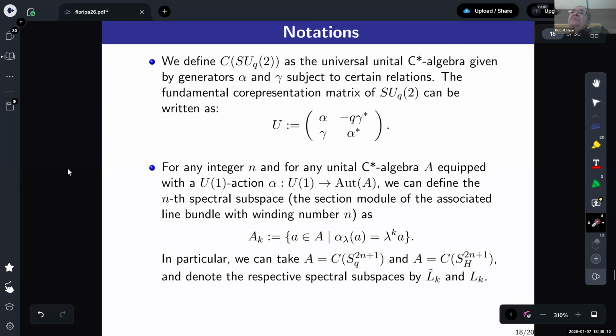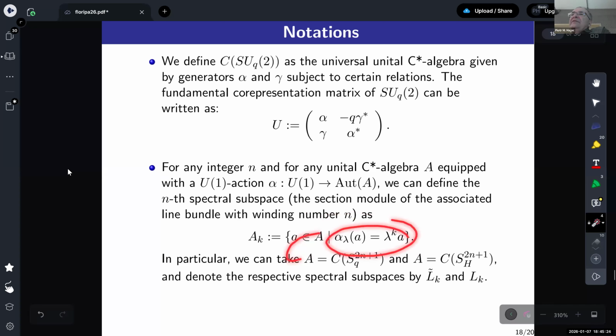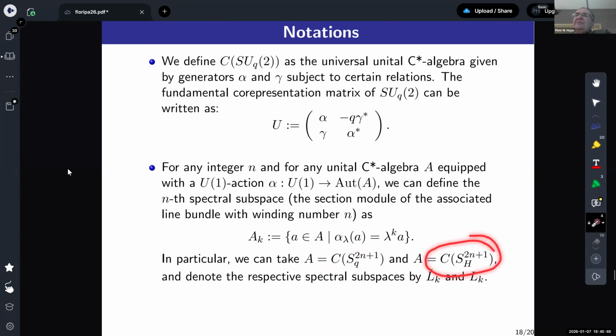Next, whenever you have any unital C*-algebra with a U(1) action, you can define these associated line bundles. These are some spectral subspaces. You take all elements a which have this equivariance property. These are really, if you want, module sections of the associated line bundles for the winding number equal to k. This is the notation I'm going to use. In particular, for my Vaksman-Soibelman quantum sphere, I have L_k tilde for the spectral subspace corresponding to the integer k. In the Heegaard case, I write the same, but without the tilde.